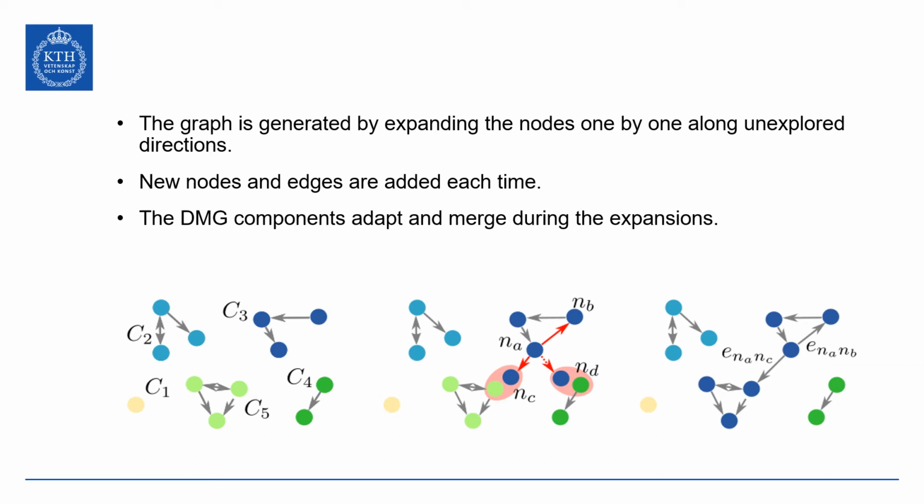Since the DMG is a disconnected graph, it is not always possible to find a path between two nodes. So it is not possible to move from one grasp configuration to another if they correspond to nodes that belong to two different components.